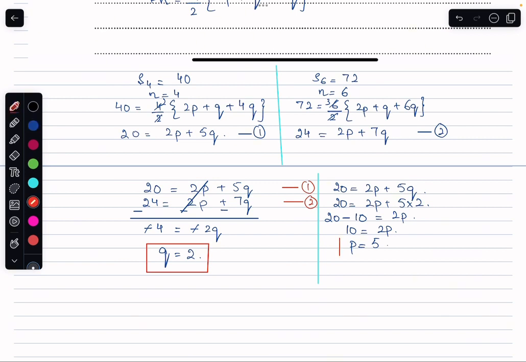So the question was asking for the values of P and Q. We have just gotten the values of P and Q. My Q is 2 and my P is going to be 5. So this will give me the final answer, P equals 5 and Q equals 2. So this is going to be the solution for the last part of this question.